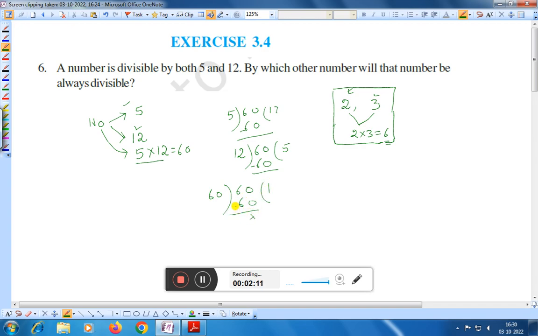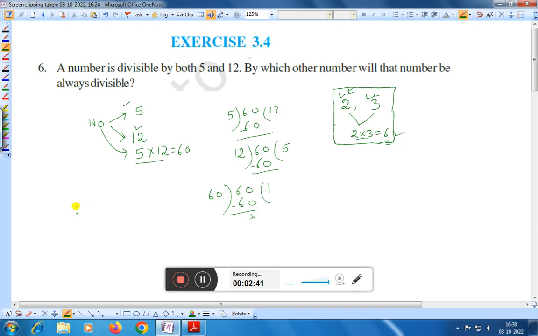Right? That means you have to remember this rule, the divisibility rule of 6, that if a number is divisible by 2 and 3 both, then the same number will be divisible by 2 into 3, that is 6. This is the divisibility rule of 6. In the same way, if a number is divisible by 5 and 12, then the same number will be divisible by 5 into 12, that is 60. Therefore, by which other number will that number be always divisible?